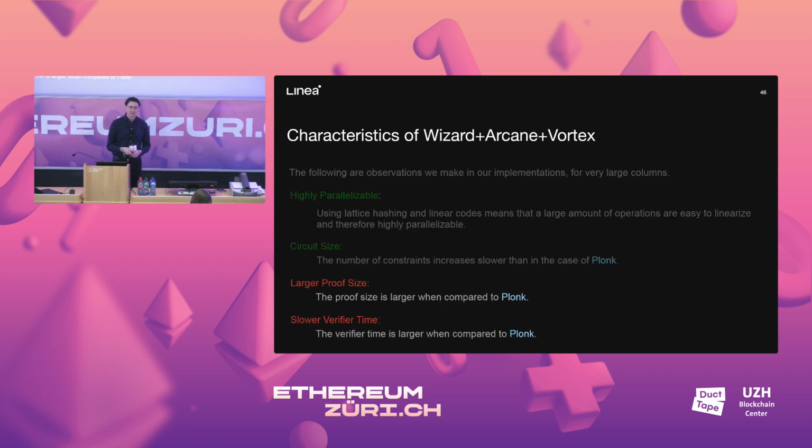But we have some drawbacks. The first one is that the proof size is going to be larger than the one of Plonk, and the verifier time is also going to be slower.